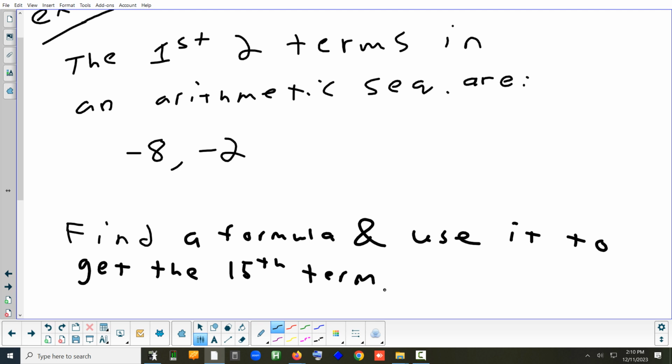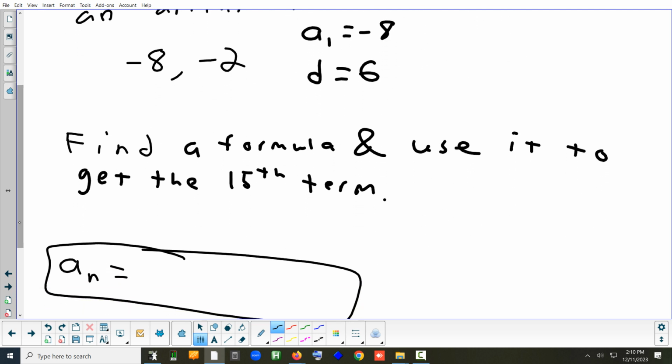All right, so let's write down what's the first term. -8. And what's the common difference? What do you do each time to get from one term to the next? Add 6. Okay, so let's get our formula. It's the first term plus, what goes in parentheses there? N minus 1. And on the outside, the common difference, which in this case is 6.